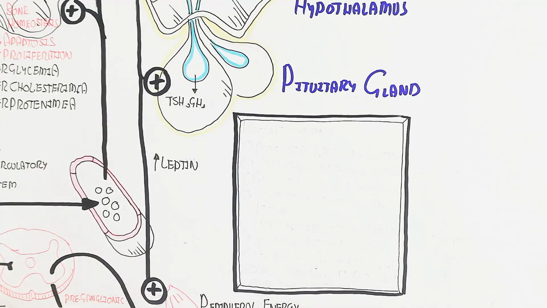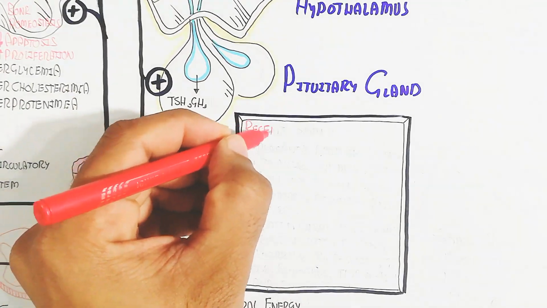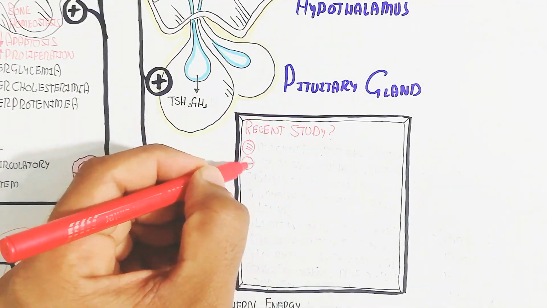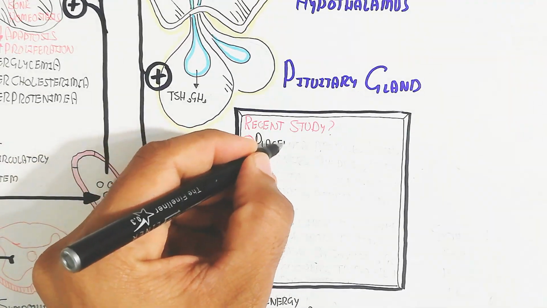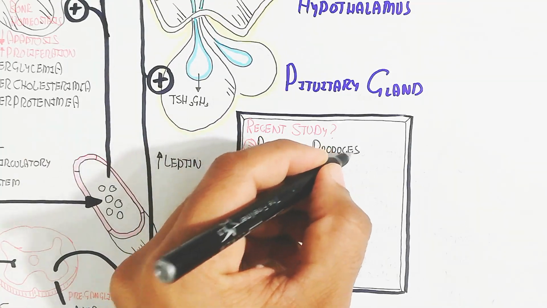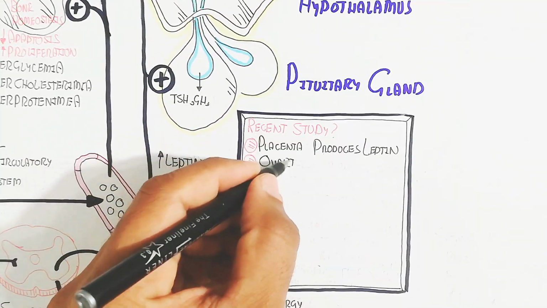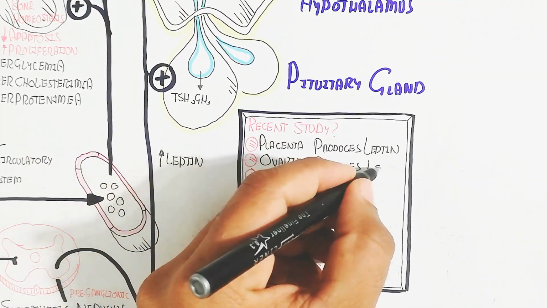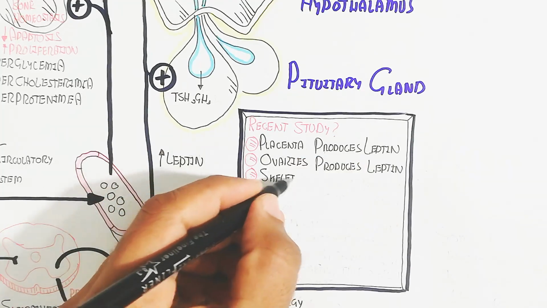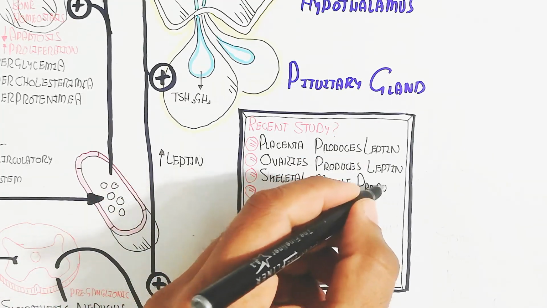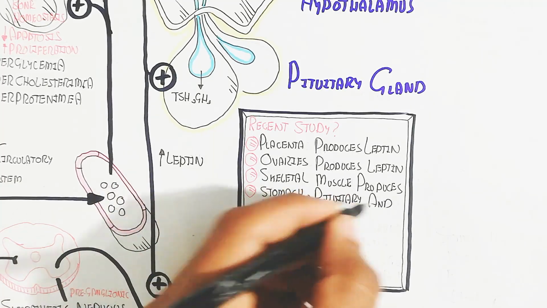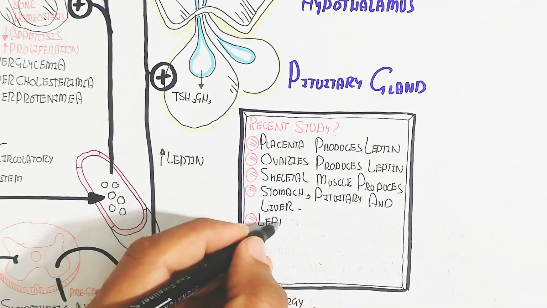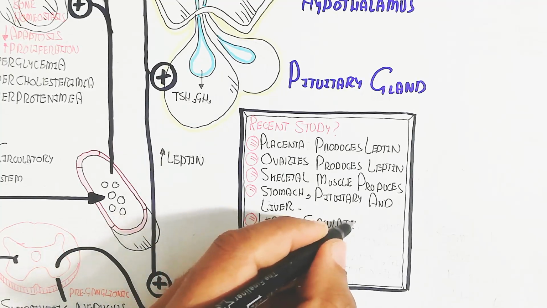Recent studies show that the placenta also produces leptin, not only the adipose tissue. Ovaries also produce leptin. Skeletal muscles, stomach, pituitary gland, and liver also produce it. Whenever it is the stomach, it is very easy and common sense. When the stomach feels the food, it gives a response through leptin to target the brain for satiety.